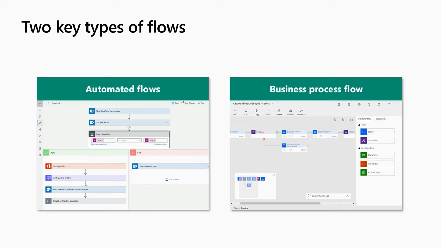This is the type of flow that listens to an event that happens in the cloud and does a series of actions based on that event. But we also have a type of flow called the business process flow. And that's really important if you're thinking about end-to-end process automation, because the business process flow gives you a way to model a series of stages in a human-driven process.